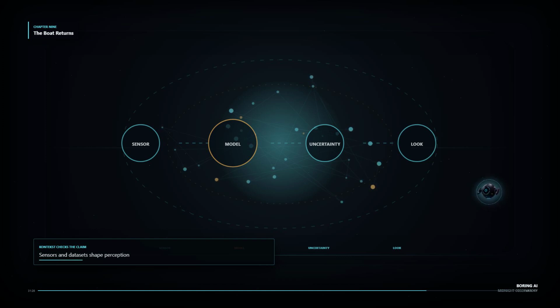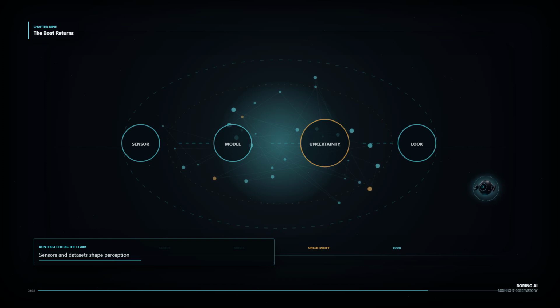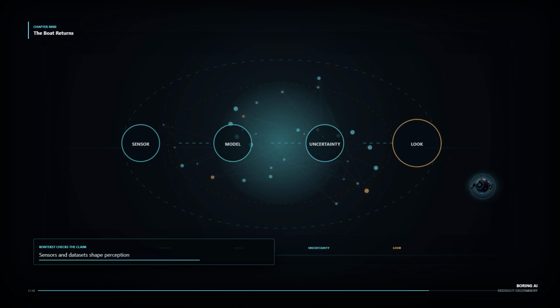Memory becomes part of perception. To track the boat, a system must associate its current representation with earlier ones despite changes in position, scale, and lighting. The identity is not stored in one pixel. It is maintained through a chain of correspondences.